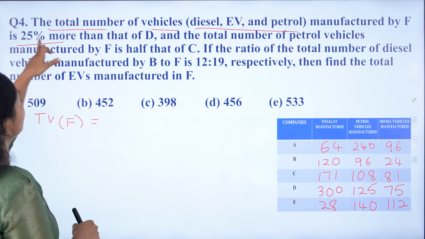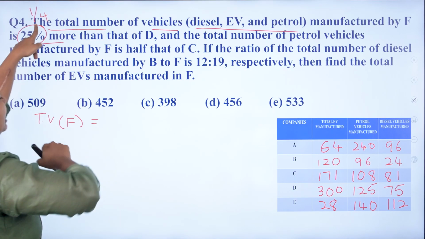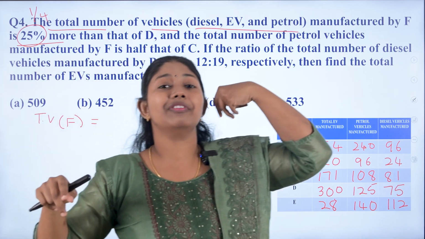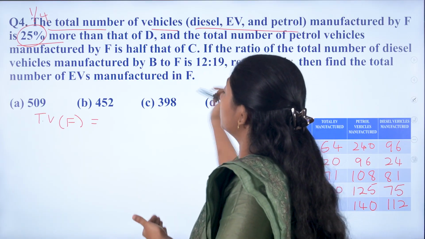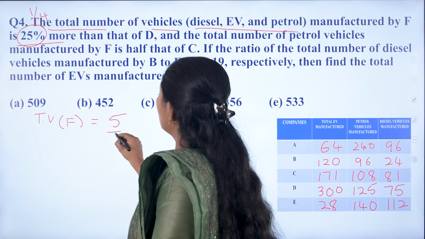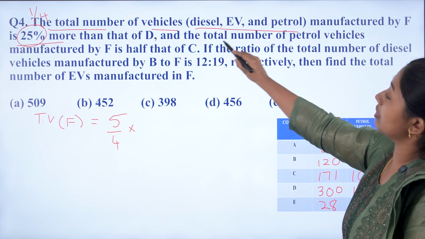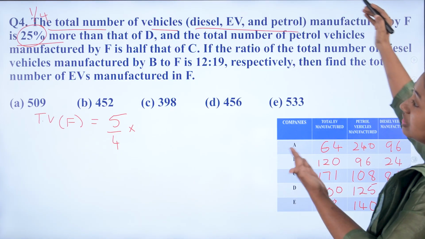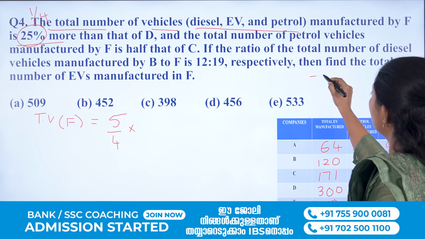Is 25% more? 25%, we know the fractional value is 1 by 4. So, initially it was 4 units. Now 25% more means it will become 5 by 4. It is 25% more than that of D. So, with respect to D, what is the total vehicles? Total number of vehicles manufactured by F is 25% more than that of D. So, total vehicles of D is how much?